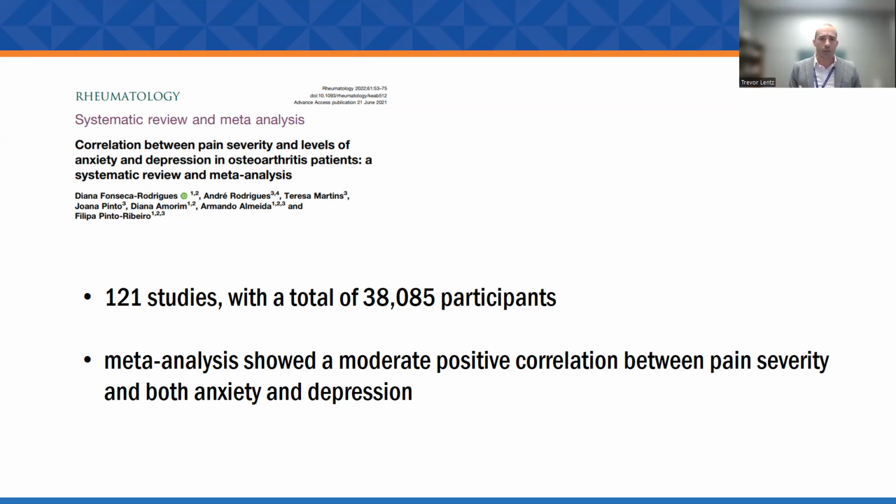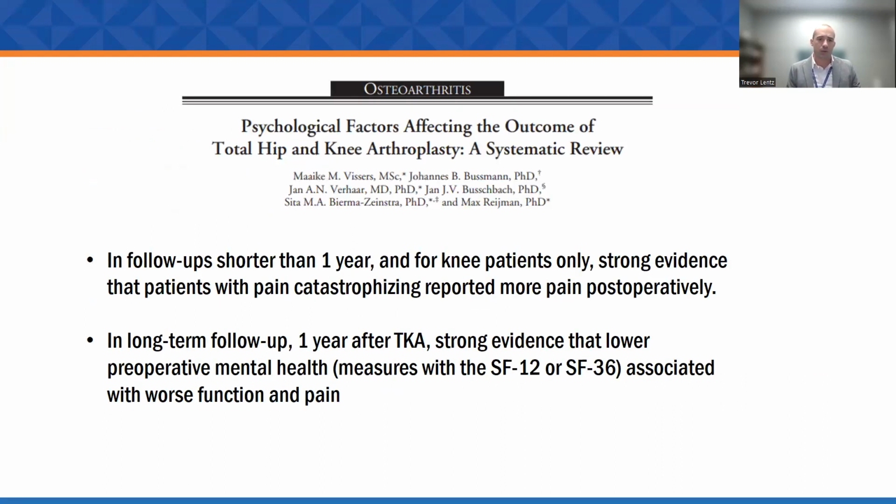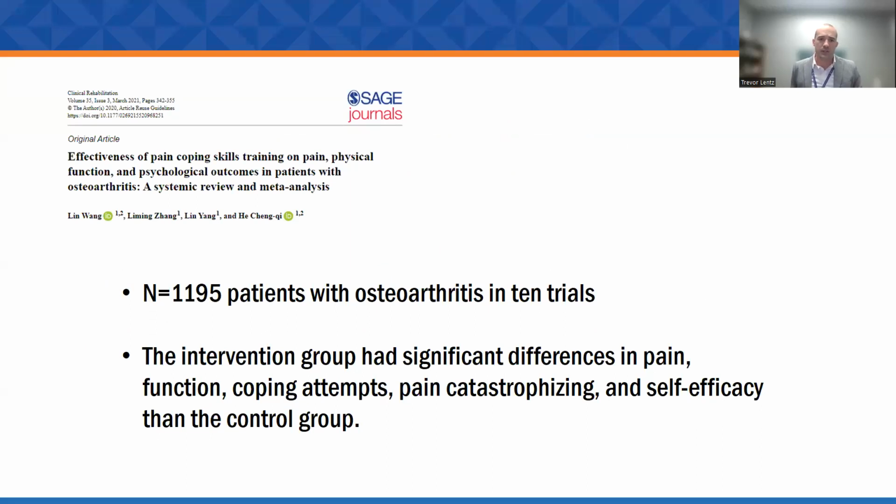But whether we look at people with just osteoarthritis generally, or we consider those that go on to have total joint replacement, we've seen things like pain catastrophizing as an important prognostic factor for how somebody is going to do after their joint replacement. We've also seen some trials that have looked at interventions related to pain coping and seen some modest effects in improving levels of pain coping, and various mental health characteristics for people with osteoarthritis or after joint replacement.